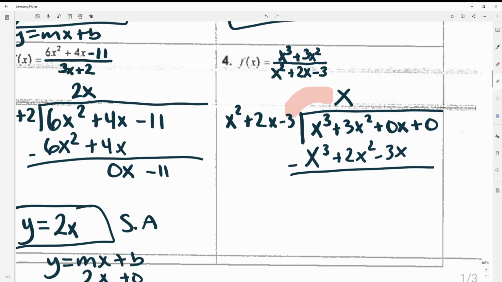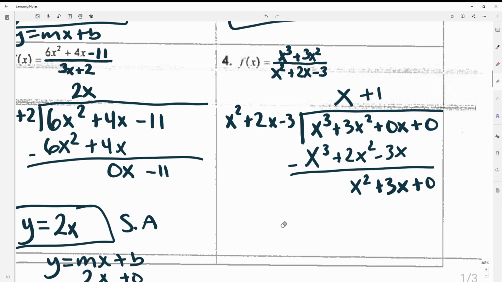Alright, now we're going to start that subtraction process. 3x squared minus 2x squared is just an invisible 1x squared. 0 minus negative 3x is 3x. Those two negatives make a positive, don't forget. And I'm going to bring down that plus 0. Now we're repeating this process all over again. I'm going to take this x squared right here and divide it by this x squared right there. X squared divided by x squared is just 1, right?